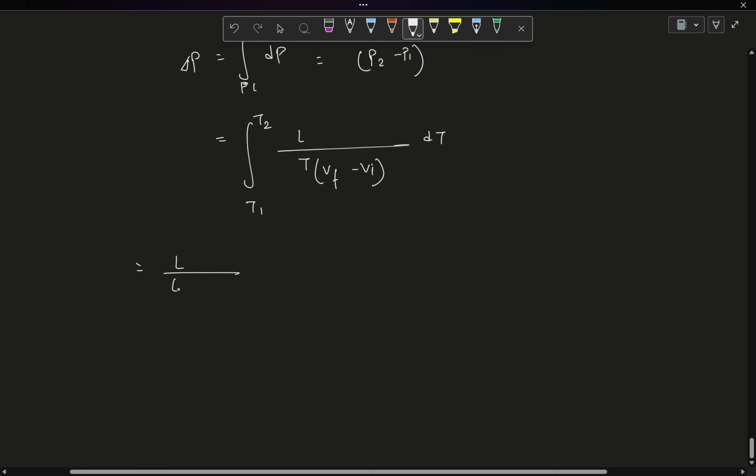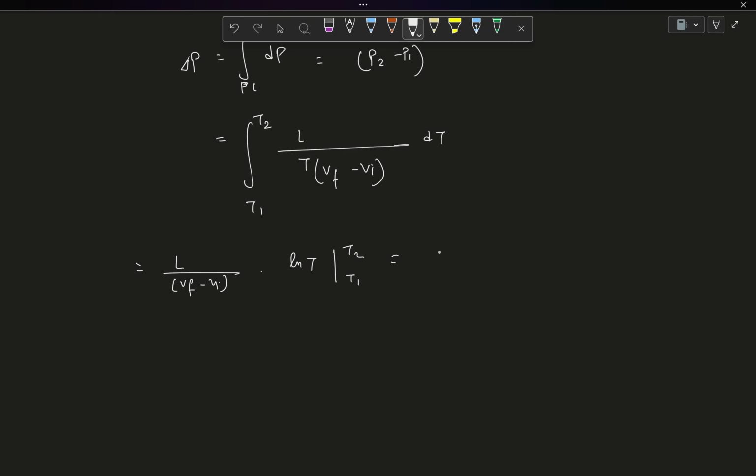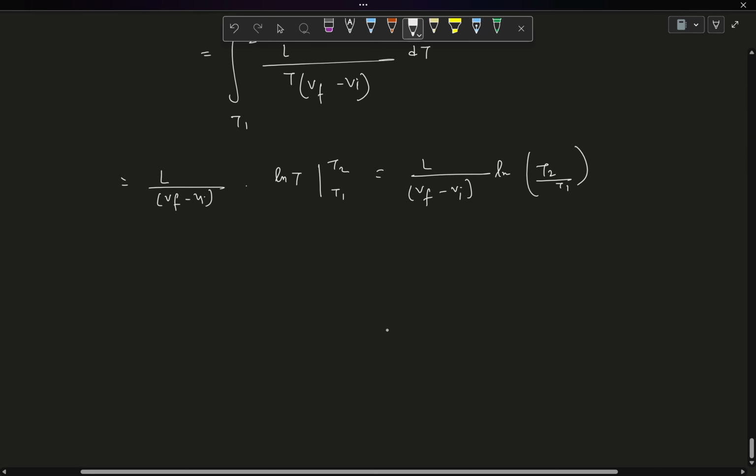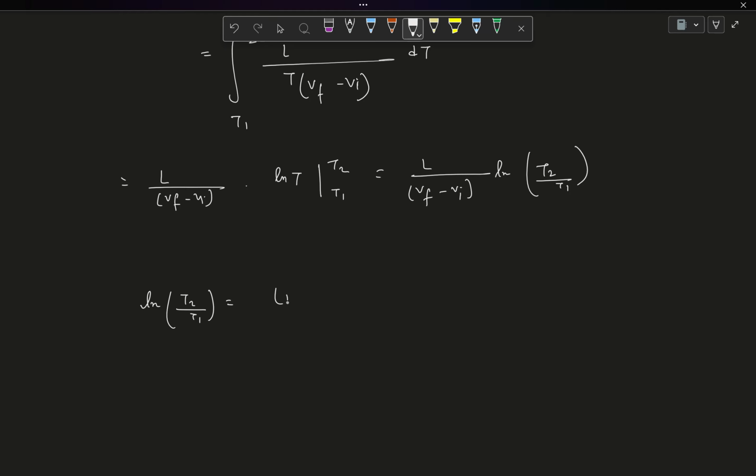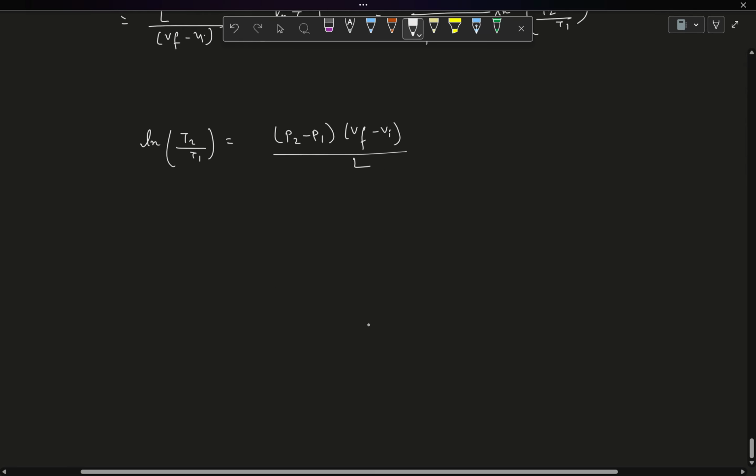So this is L by Vf minus Vi, and the integral of dt by t will give you ln t, moving from T1 to T2. So this is simply L by Vf minus Vi times ln of T2 by T1. Okay, so then ln of T2 by T1 is simply P2 minus P1 into Vf minus Vi by L, right?